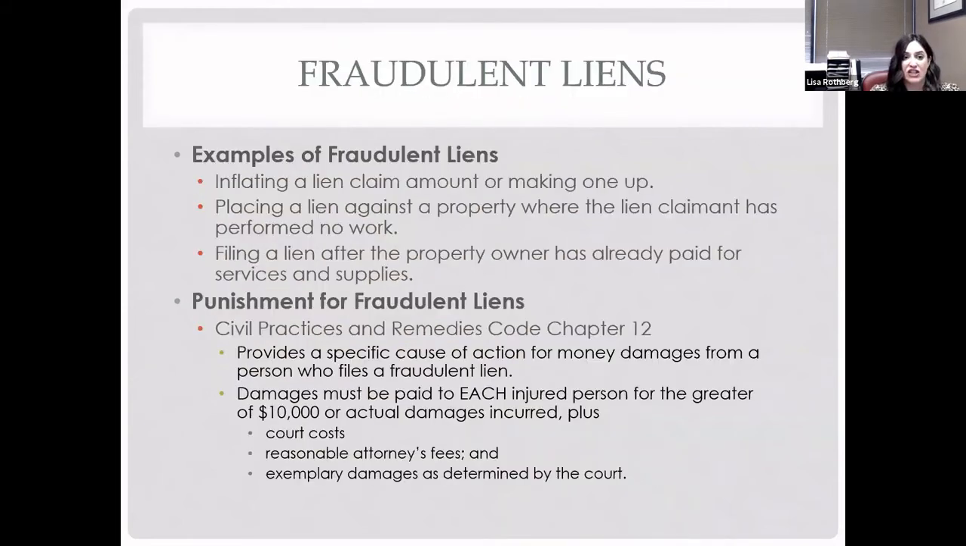Some examples of fraudulent liens are inflating a lien claim amount or making one up, obviously. So basically, if your client says, I'm owed $500,000, but let's just go ahead and make it 2 million, no, you can't do that. Placing a lien against a property where the lien claimant has performed no work.